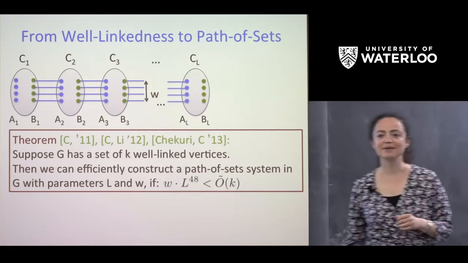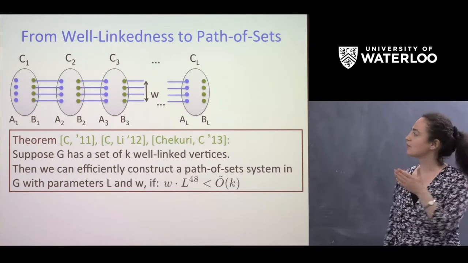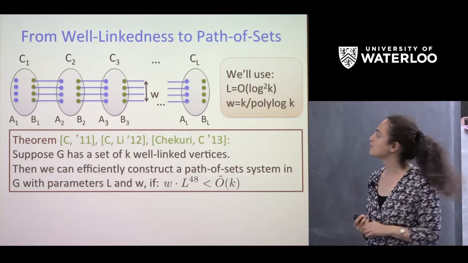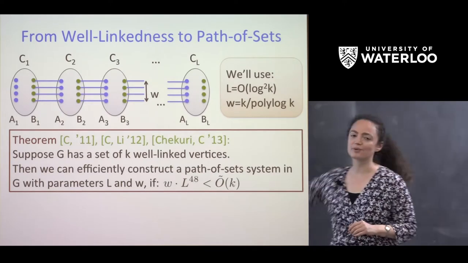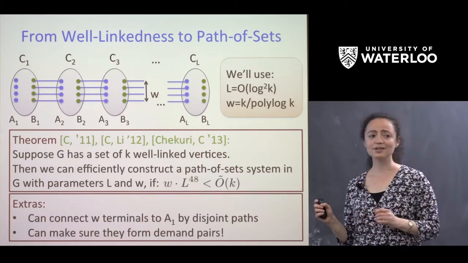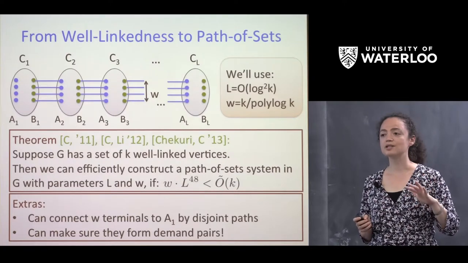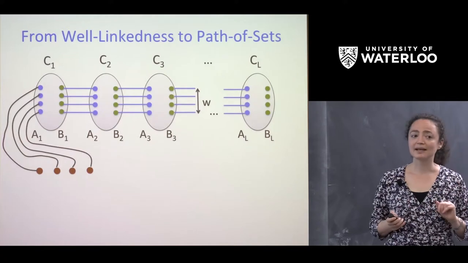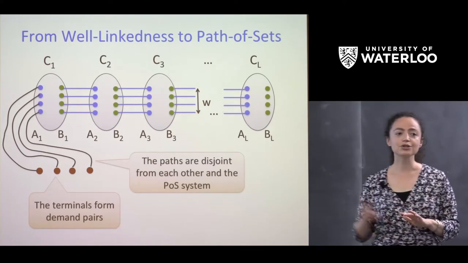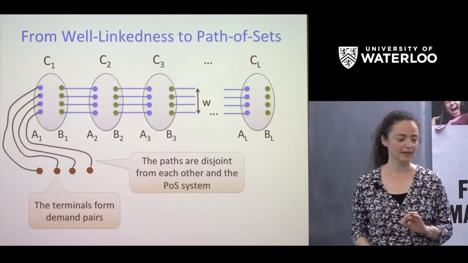So let me show you how this theorem can help us with embedding an expander into my graph. First of all, for us, the parameters that we're going to use: the number of clusters L is going to be log square k, and the width, the number of paths in every set, is going to be k over polylog k. This theorem also gives us some extras: you can take W terminals and connect them to A_1 by disjoint paths. These terminals will form demand pairs. So the picture is going to be like that. You have these W terminals. They form demand pairs. They connect to A_1 by paths that are disjoint from each other and disjoint from this path-of-sets system. What I claim is that once we have this, we can embed an expander into the graph. So let's see how.